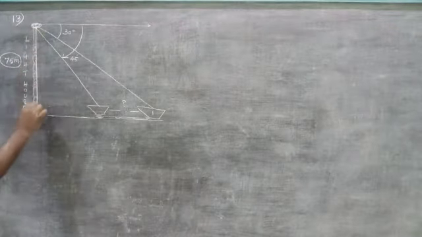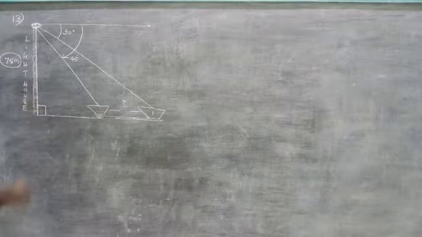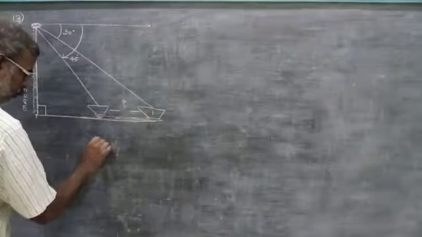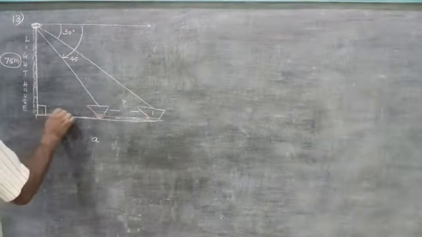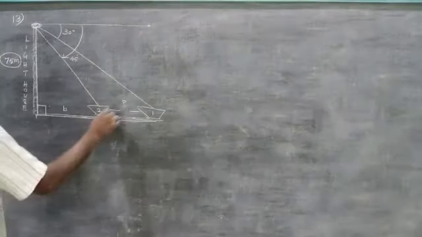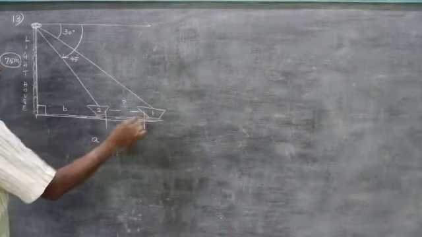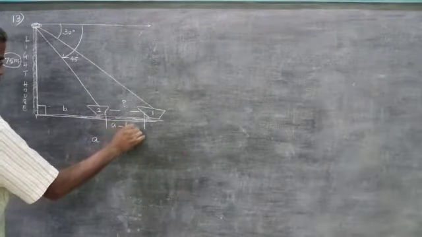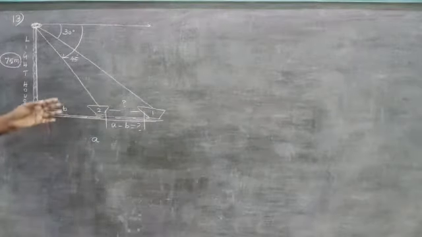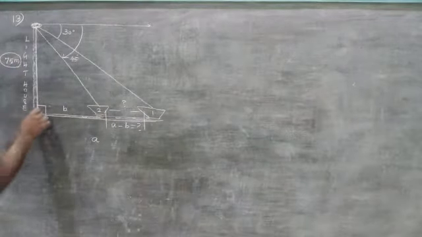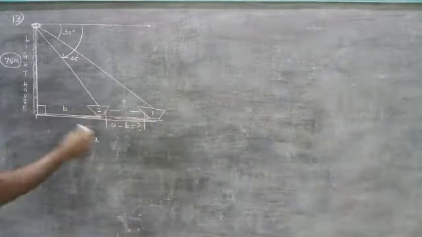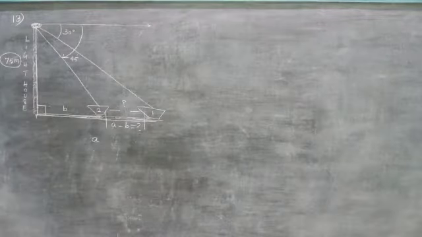The lighthouse stands on the base at 90 degrees. The distance from the base to ship 1 is A, and the distance from the base of the lighthouse to ship 2 we consider as B. The distance between both the ships is A minus B, that we want to find out. So first we find A and B, and subtract the distance of ship 2 from the distance of ship 1 from the base. That is the distance between the two ships.